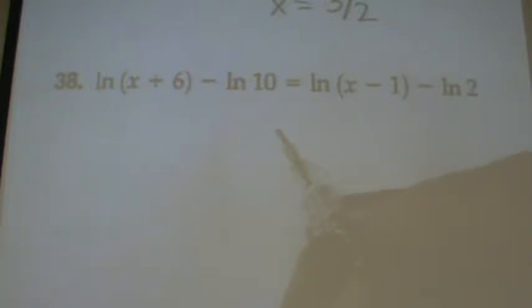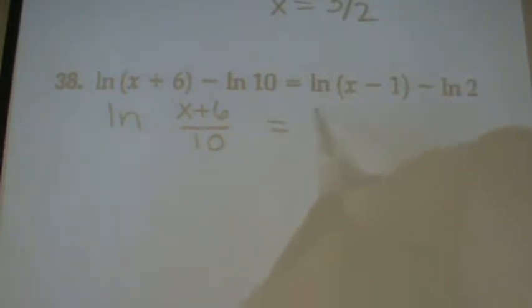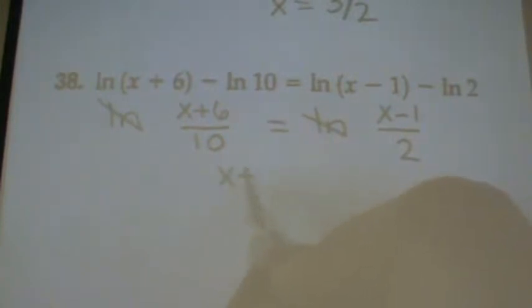38, they get harder. They do get harder. Aha! We have a subtraction one. What should you do? Divide. So it should be ln x plus 6 over 10. Do you agree with that? Equals ln x minus 1 over 2. Okay, what do you think you do next? Knock off these ln's. And yep, I heard someone say cross multiply. So when you cross multiply, everyone do it.